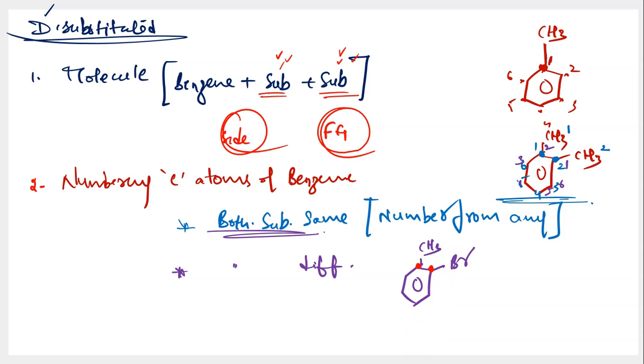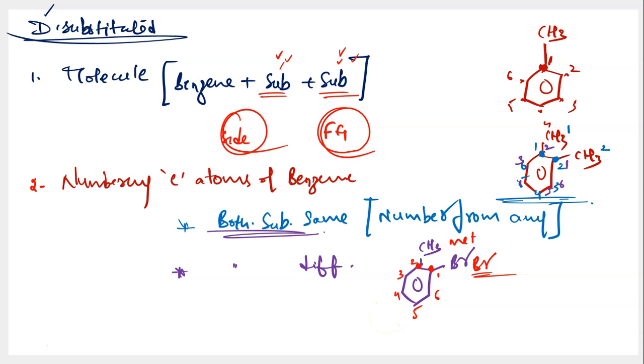In this case, you have to follow alphabetical order. The methyl group starts with M, bromine starts with B. So B comes first. So start numbering from bromine, and number in such a way that the second carbon containing a substituent will get the least possible value assigned. So 3, 4, 5, 6. This is how we go on.